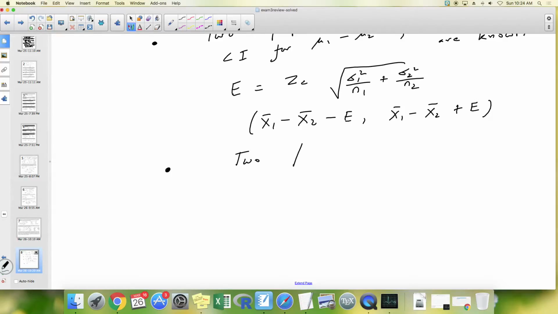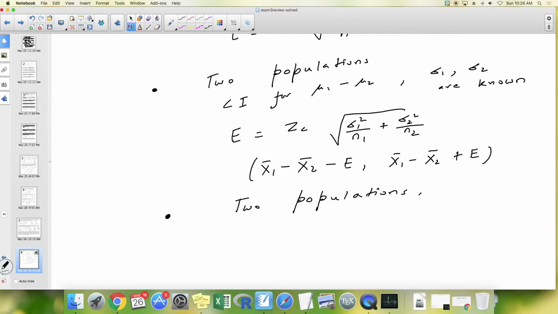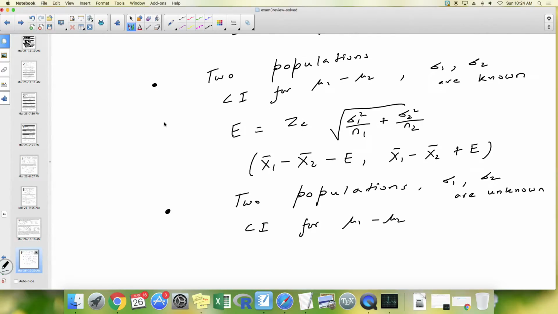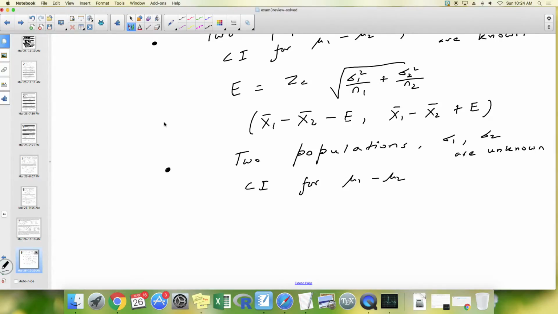Again, two populations. This time, sigma 1 and sigma 2 are unknown. So confidence interval for mu1 minus mu2, E equals ZT times square root of, no, it's not ZC, I'm sorry, it's TC.